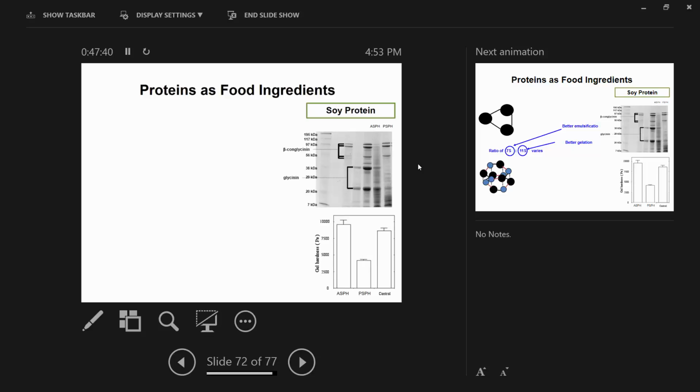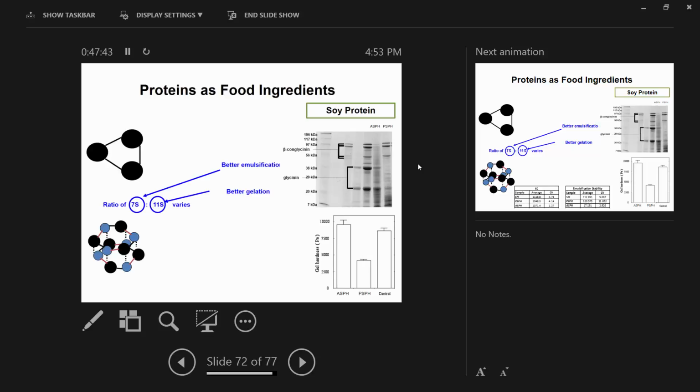Okay? So if we look here, this is your beta-conglycinin and this is glycinin, the larger molecule. 7S is for beta-conglycinin, 11S is for glycinin. This is just the sedimentation coefficient, but don't worry about 7S and 11S. The beta-conglycinin is a better emulsifier, and the glycinin is a better gelation agent. So the ratio of beta-conglycinin to glycinin impacts the overall functionality of soy protein, and this ratio varies depending on the variety of the soybean the soy protein is extracted from.